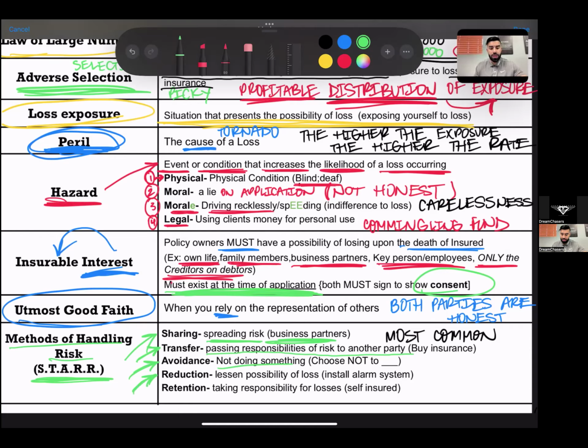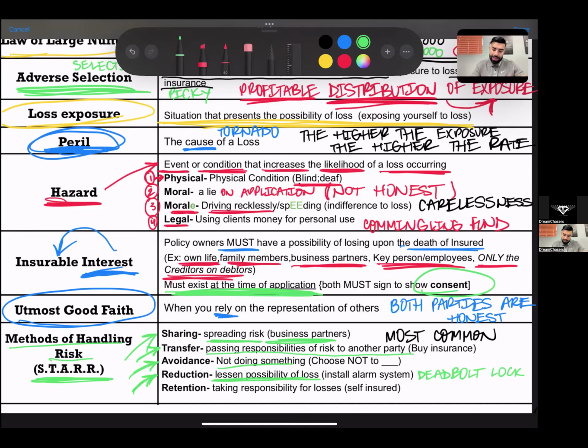And then the first R is reduction. Reduction is lessening the possibilities of loss. An example there would be installing an alarm system at home. There's also a question that refers to this, and it says the individual installs a deadbolt lock at home. What type of method of handling risk is this? Reduction. He's reducing the chances of someone breaking into his home.